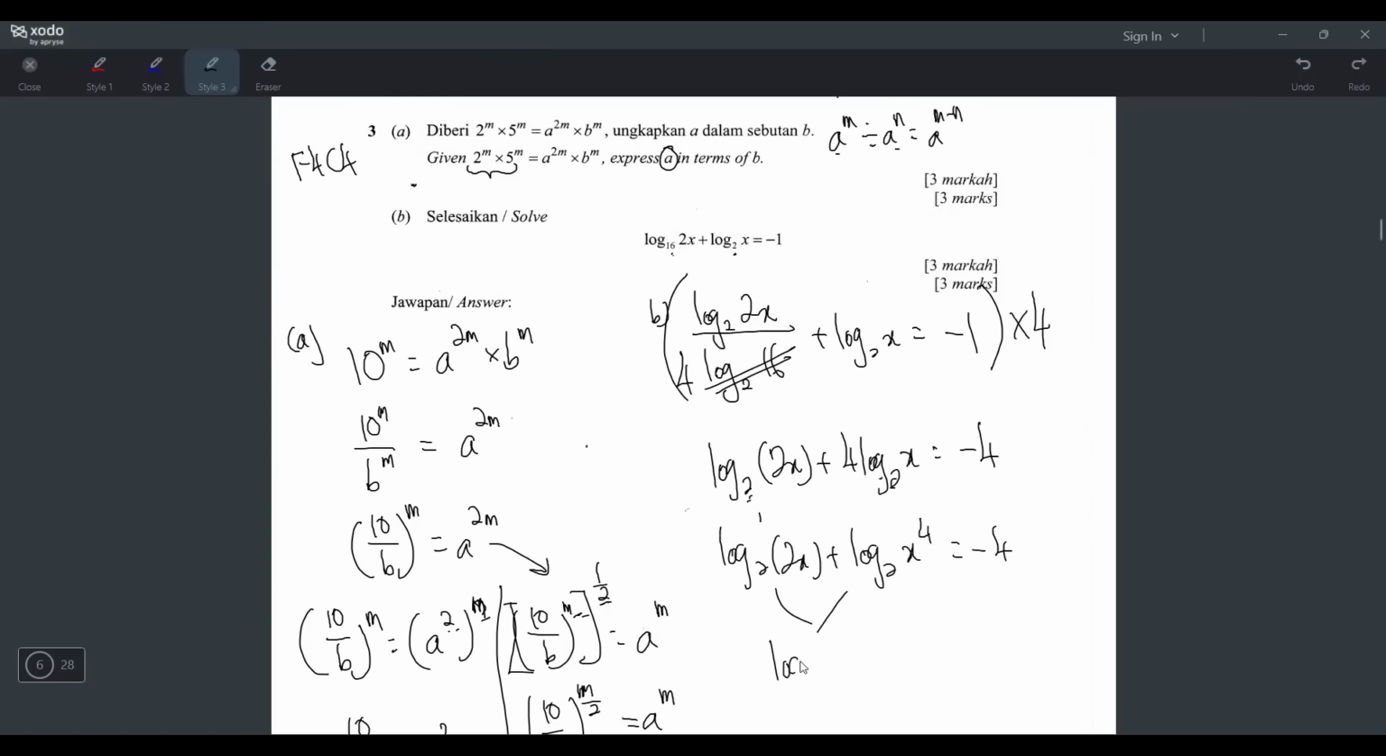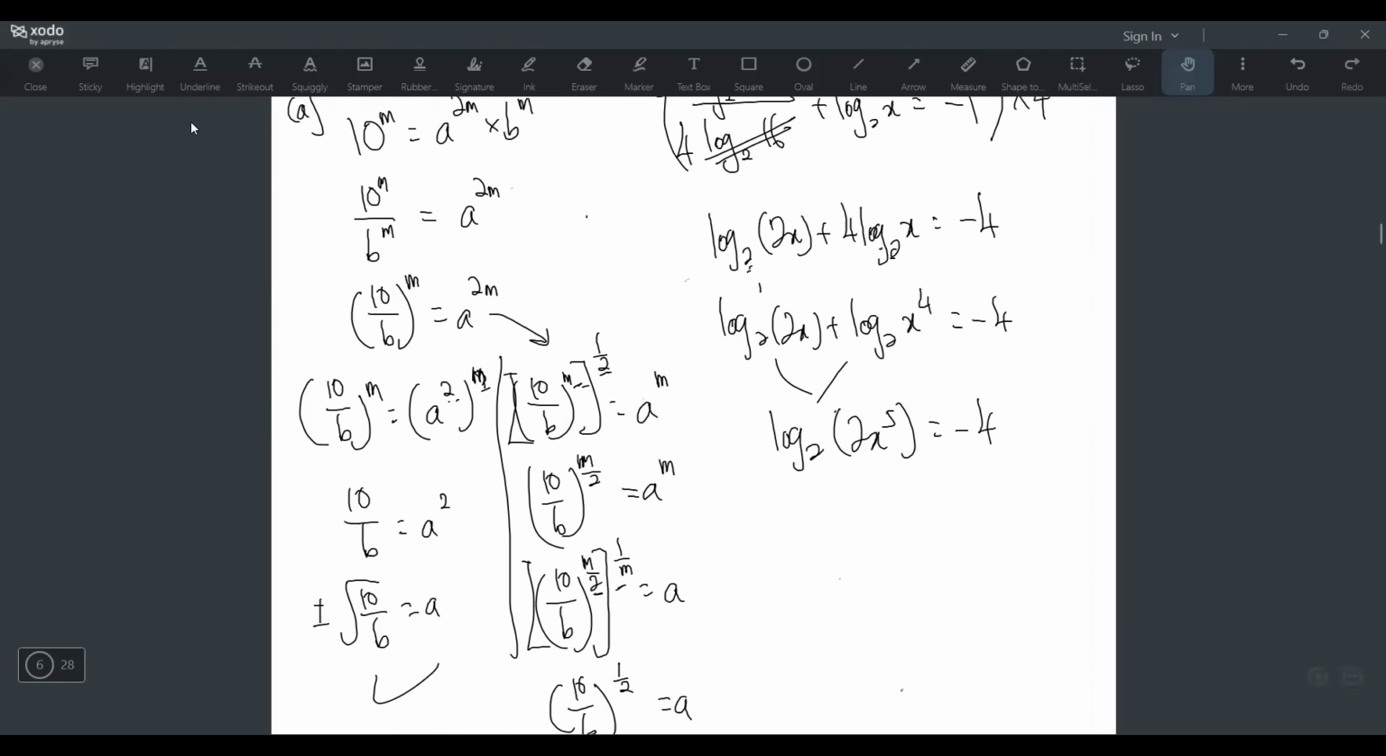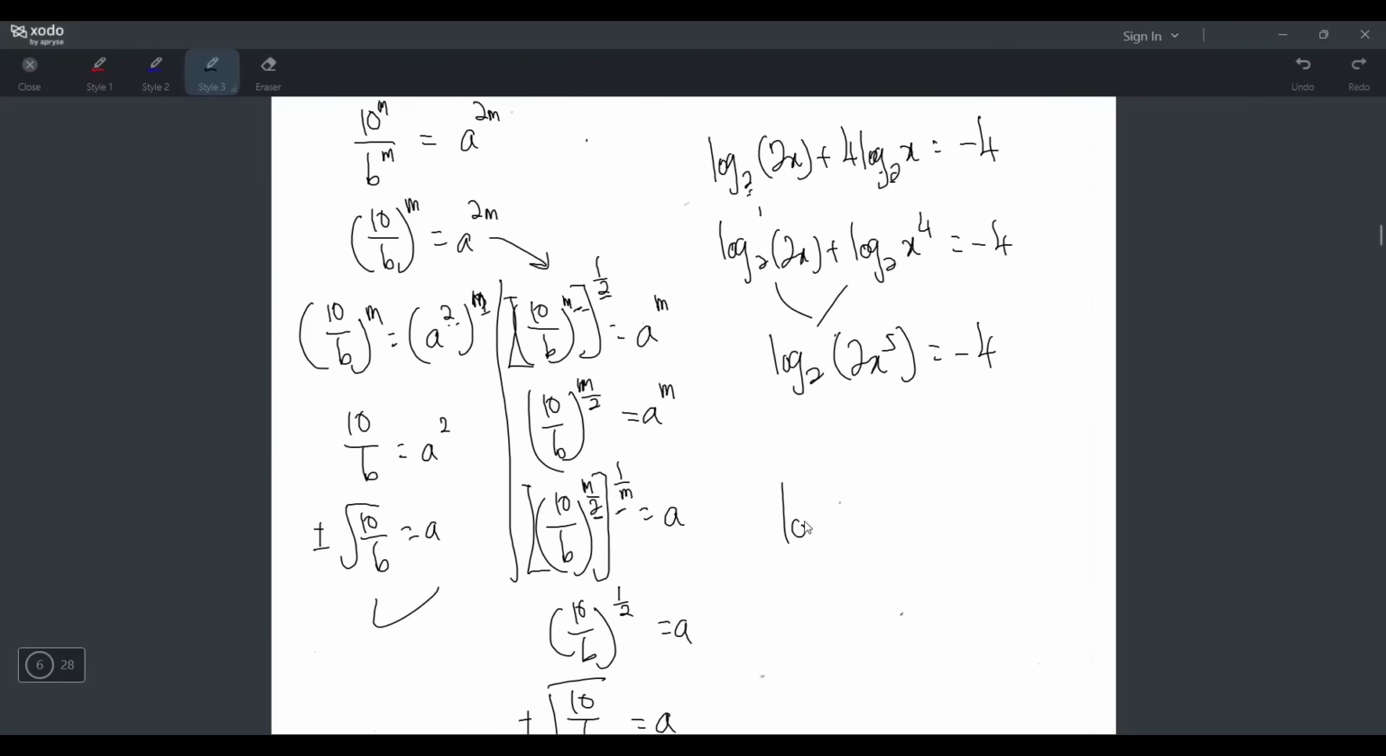So when we combine, log plus log becomes a single log of the product. So it becomes log base 2 of what times what? 2x times x power 4, which is 2x power 5. Okay, and then equals -4. Alright, when you have log something base something equals something, you can do anti-log. What is anti-log? Anti-log means you move the log base to the other side, and then when you do that, the log will disappear completely, and then this log base will become the number base, and then this thing becomes the power.